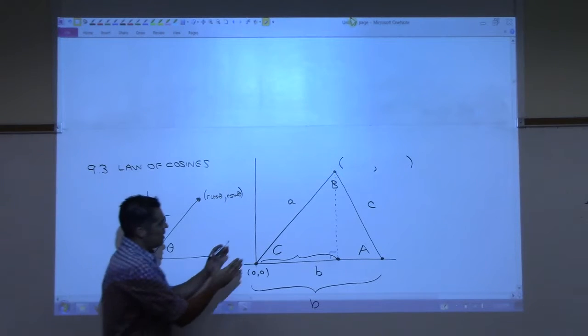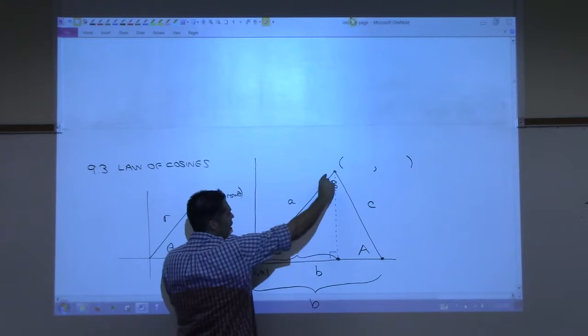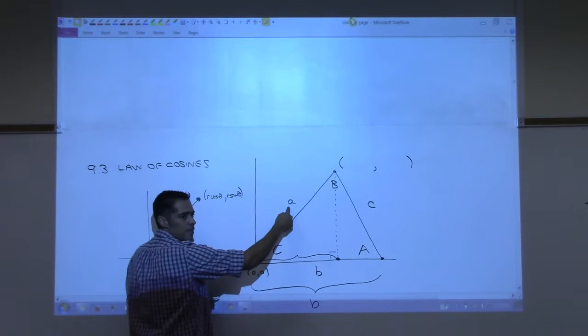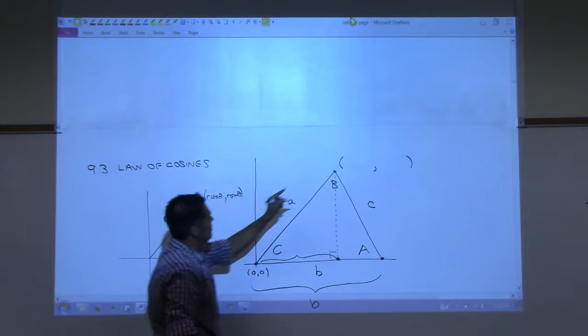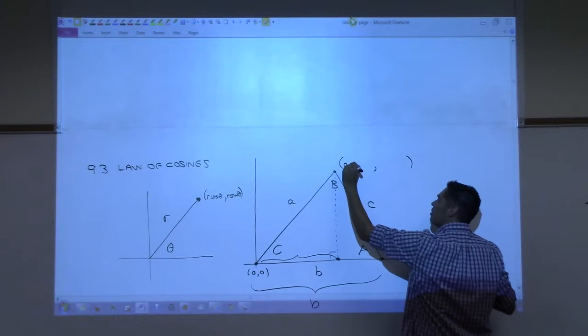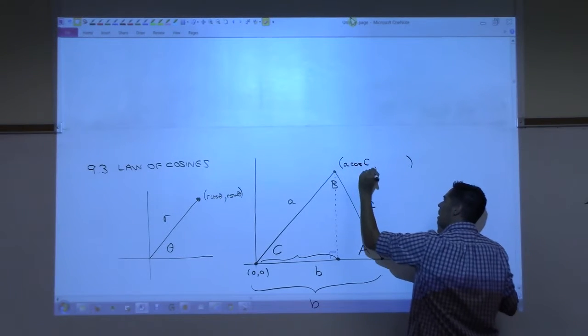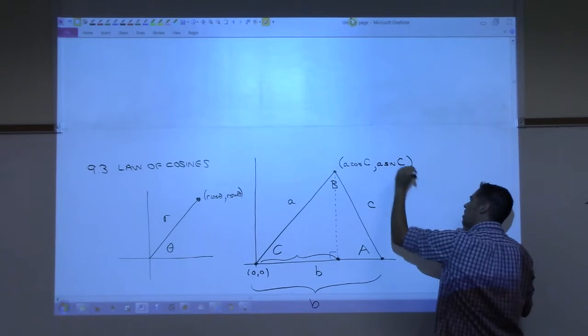Okay, so looking at this segment that goes from here to here, the r is actually a, isn't it? And then c is the angle, not theta. So this point, the x coordinate should be what? A cosine c, and the y coordinate should be a sine c. Yes?